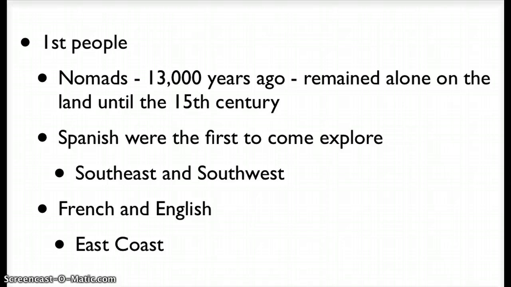The people to come after them were the French and the English, and they settled on the eastern coast, giving us our original 13 colonies. This settlement of people in the 13 colonies didn't only affect those who came over on the ships, it also affected trade between the New World and Europe.